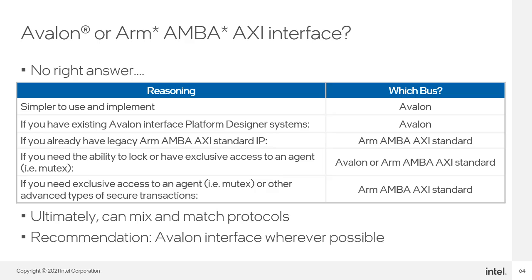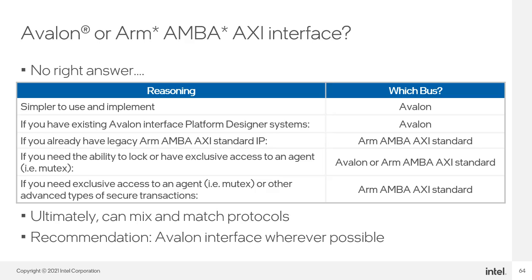To finish up this look at the Arm AMBA AXI standard, it's important to understand which protocol to use in your custom components. How do you choose? If you are looking for something simple and easy to implement, Avalon is the way to go. The Arm AMBA AXI standard has many more features and capabilities than Avalon, but it can be much more complicated to implement. If you have existing Avalon-based systems or components, use Avalon.